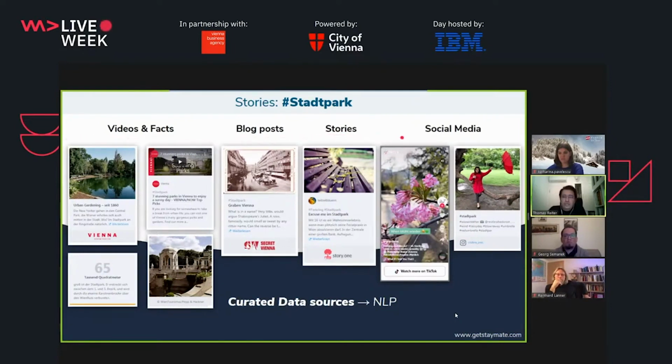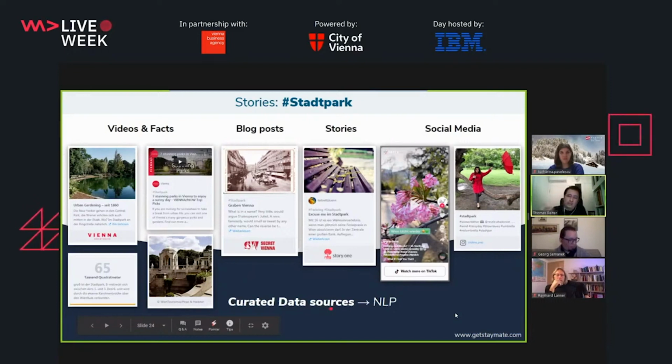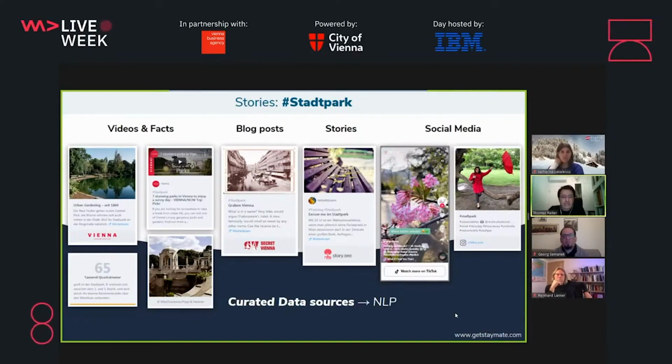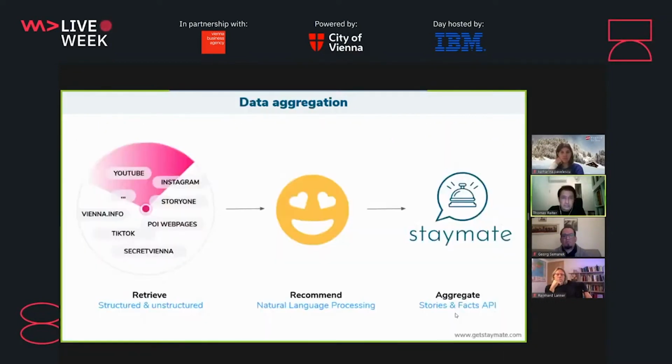All the storytelling content that I've shown you earlier, like videos, blog posts, stories, and social media posts, are all from curated data sources. That means those individual posts are not linked manually, but we've chosen certain data sources that provide good quality because they have good content, basically, and we read their content and match it with places of interest to enrich them. And let me show you how we get that.